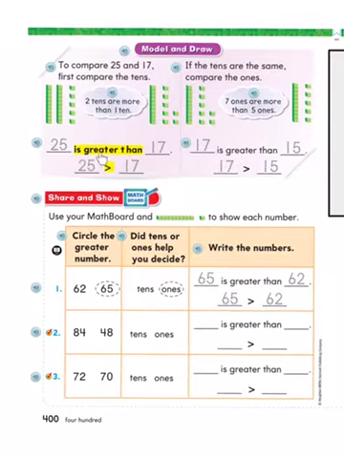the sentence says is greater than. So 25 is greater than 17. And then this is how I would show it with symbols. 25 is greater than 17.